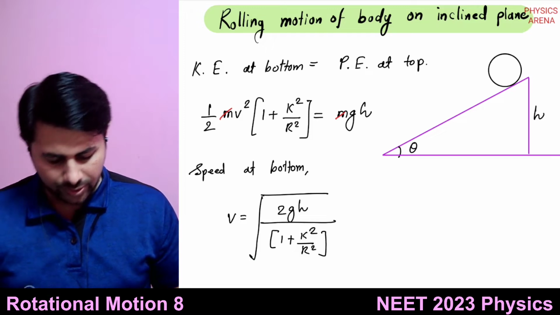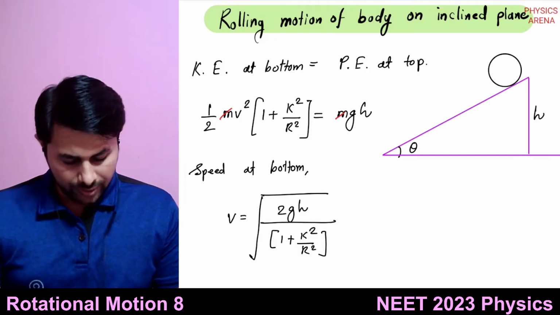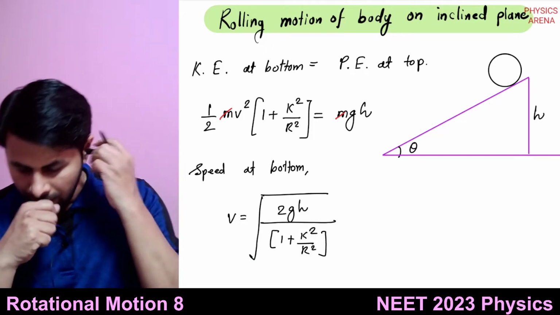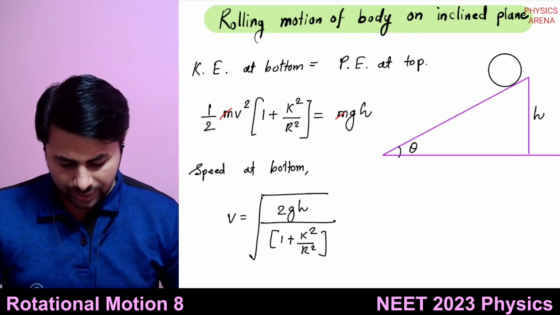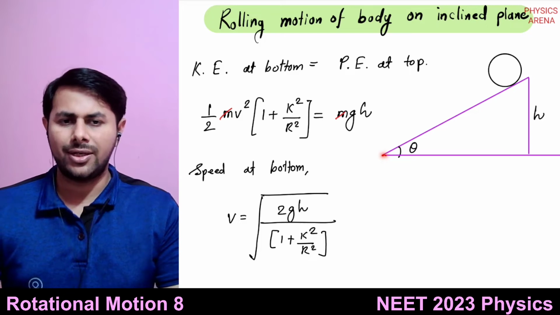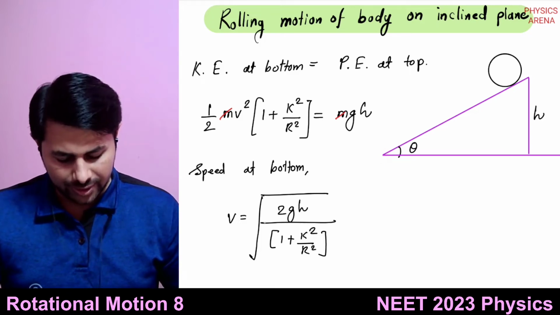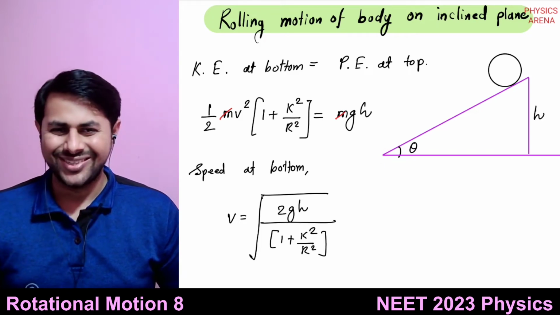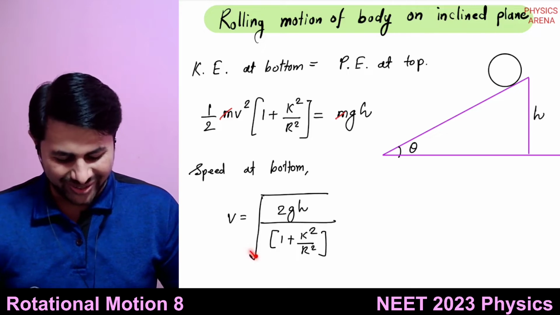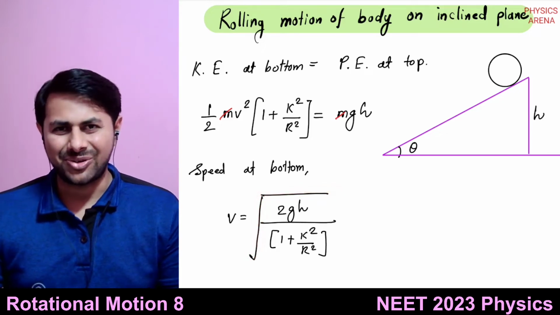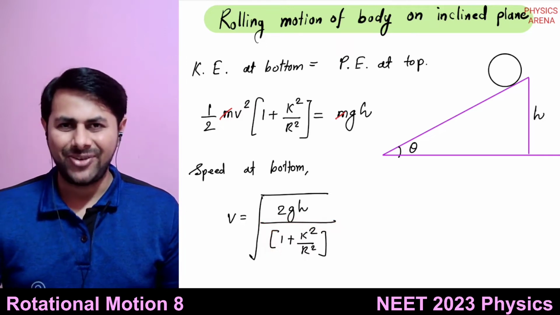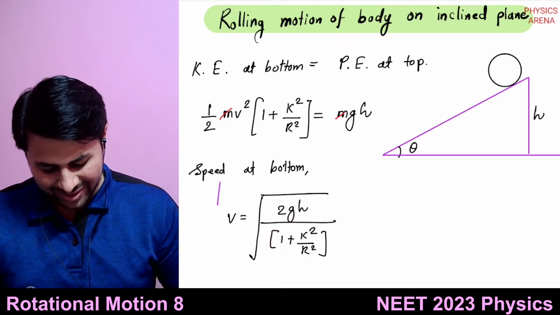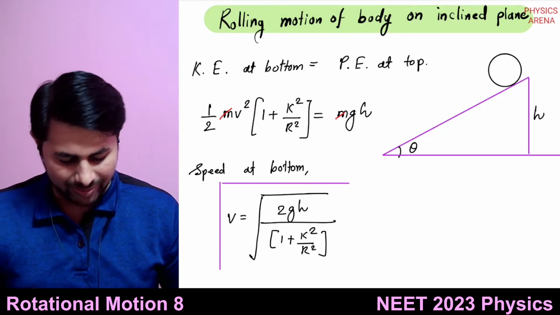So what is the speed of the body rolling down an inclined plane? It is the square root of 2gh divided by (1 plus k squared upon r squared). This is the formula. We have to remember this.